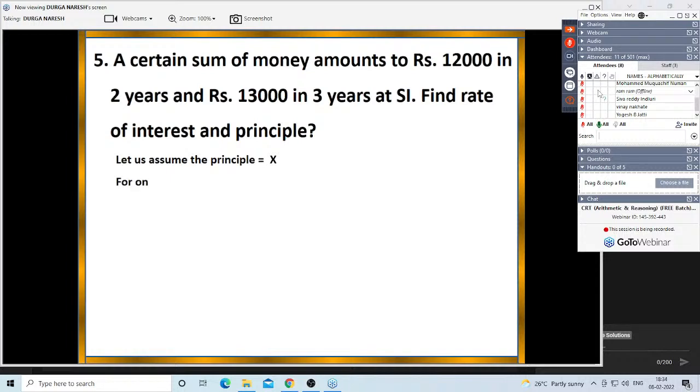So what does it indicate? For 1 year, 1000, for 2 years, 2000, for 3 years, 3000. So out of 12,000, 2000 is the interest and the remaining 10,000 is the principal value. Directly you may get the principal value. For 1 year, the difference is 1000. For 2 years, the difference is 2000. Clear, all of you?